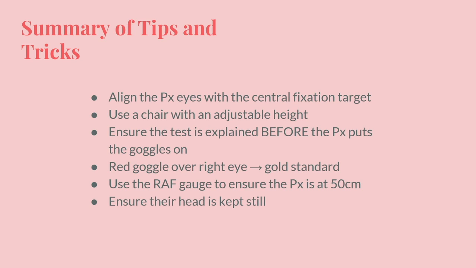For the duration of the test, the patient's distance from the chart needs to be maintained at 50 centimetres. The RAF gauge is the easiest way to check this distance if you do notice the patient leaning forwards or backwards. Make sure that the patient is moving their eyes only and not their head. Otherwise, the results produced will be inaccurate. If required, hold the patient's head still with your hands. If available, the use of a headrest and chin rest is ideal.